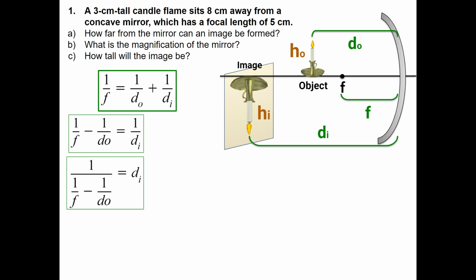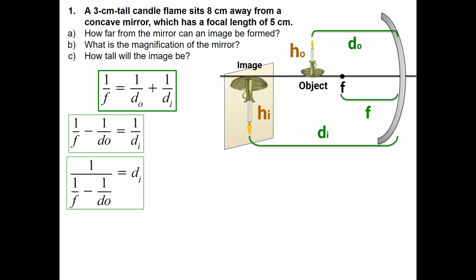Instead of having 1 over F minus 1 over DO, I now have 1 divided by the quantity 1 over F minus 1 over DO. So I've taken the whole left side of the equation and stuck it in a denominator. Is that pretty to look at? No. But is it correct, and will it get you the right answers? Yes. So I'm just going to start plugging in my numbers now.